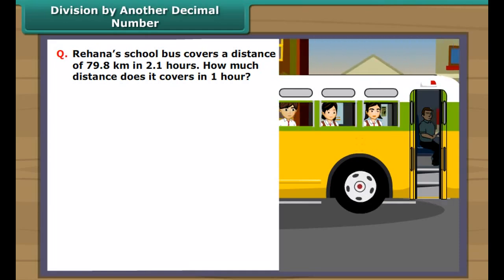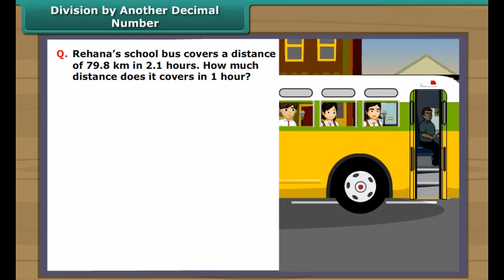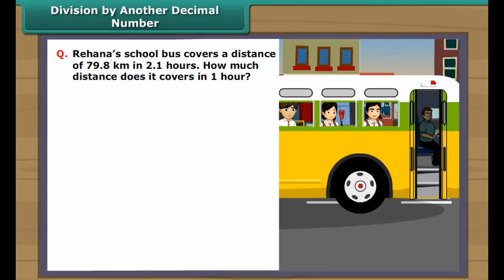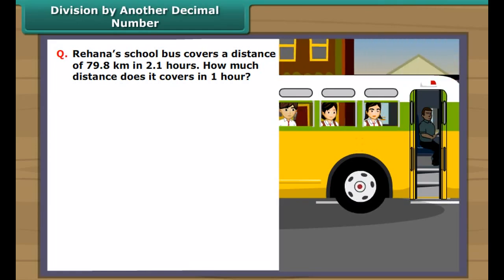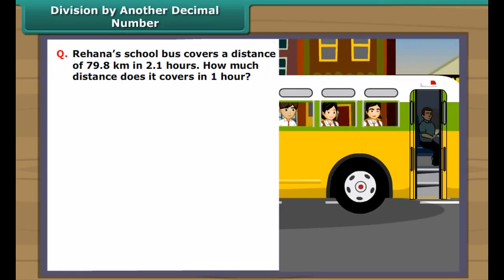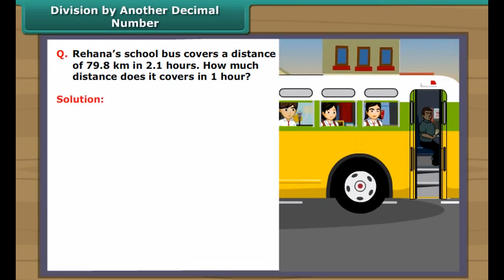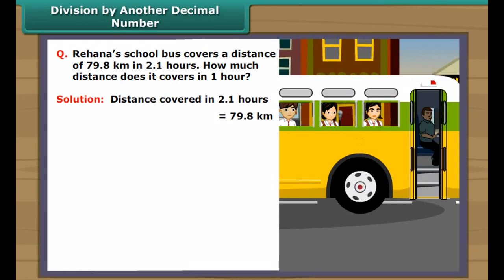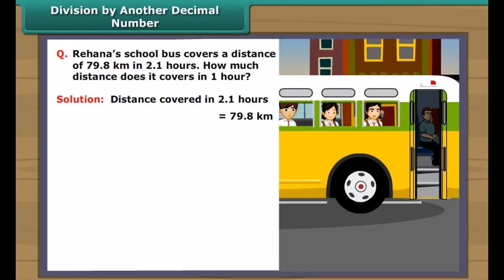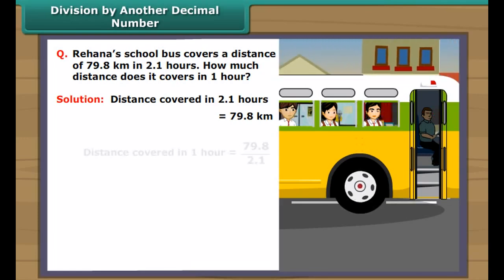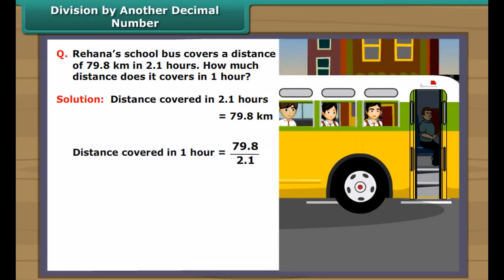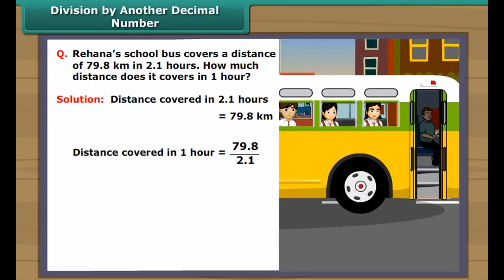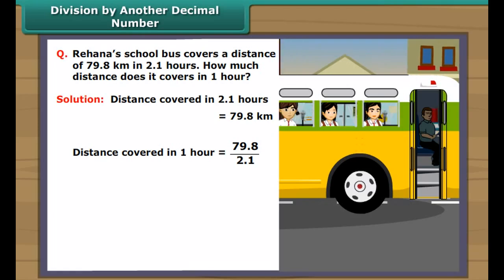We observed that the decimal point was shifted to the right by 1 place in 15.5 to make it 155. So, there was a shift of 1 decimal place to the right in 0.5 also to make it 5. Thus, we can write 15.5 divided by 0.5 as 155 divided by 5, which gives 31 as the answer.